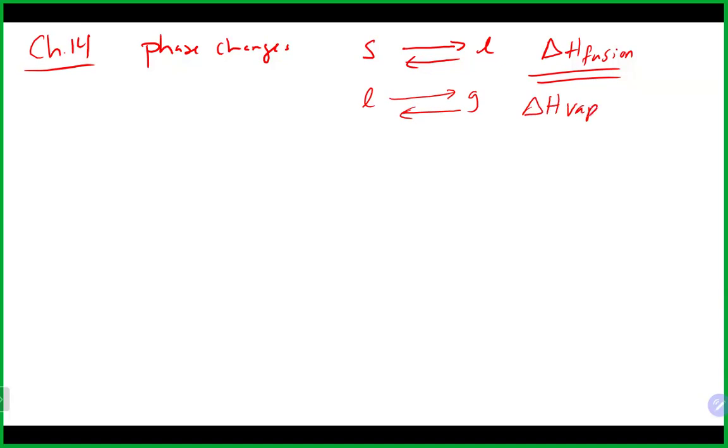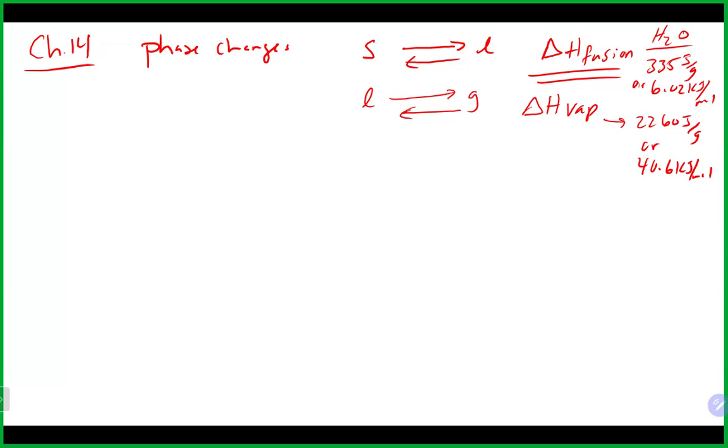We saw the values there for water, for example, and it was roughly 335 joules per gram, or about 6.02 kilojoules per mole. And for the heat of vaporization, it was about 2260 joules per gram, or about 40.6 kilojoules per mole. And remember that it doesn't really matter which way you're going, if you're going from solid to liquid or liquid to solid, the amount of energy to do that is going to be the same.